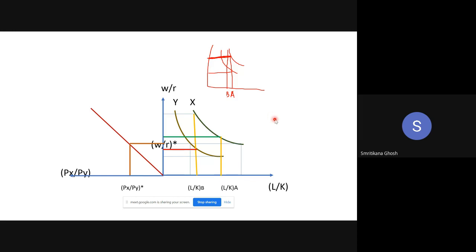I suggest that you please draw this diagram in your copy. Ultimately, you have to draw your own diagram in your exam, no? So it's better to practice. Try to draw it. You may face some problems, and then ask me. I will try to give you the solution.